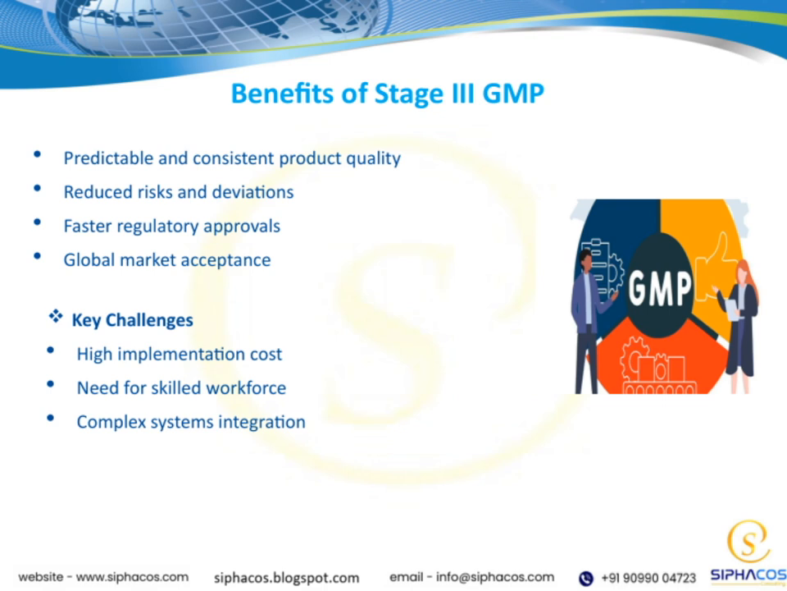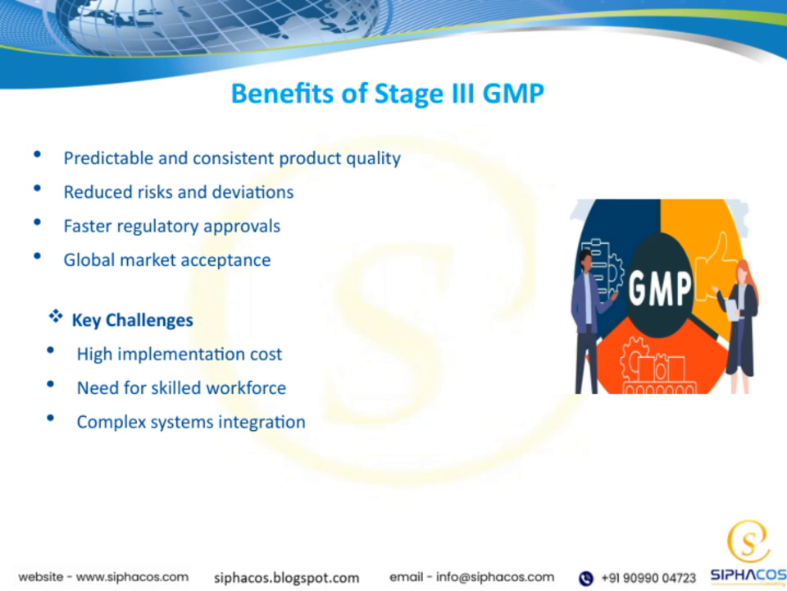Another challenge is the integration of complex systems, which requires careful planning and technical expertise to ensure everything works seamlessly together. Despite these hurdles, the benefits of moving to stage III GMP are substantial. For instance, it allows us to achieve predictable and consistent product quality, which is crucial for maintaining trust and meeting regulatory standards. It also helps us reduce risks and deviations, minimizing potential setbacks or batch failures.